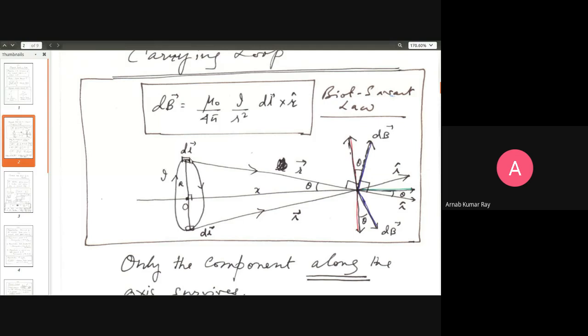You take a small section dl here, and similarly a mirror image of dl down here. At this point, the current is coming out of the plane of the paper and pointing towards you. And at this point, the current is going into the plane of the paper. You're looking at this disk from behind, slightly at an incline. Now, from this point dl to this point of observation, there's a vector displacement r here. The unit vector along this direction is r cap. And this is your dl.